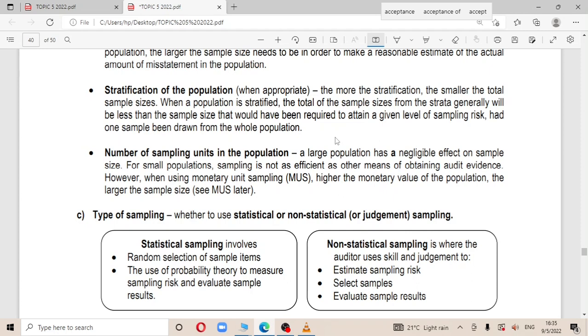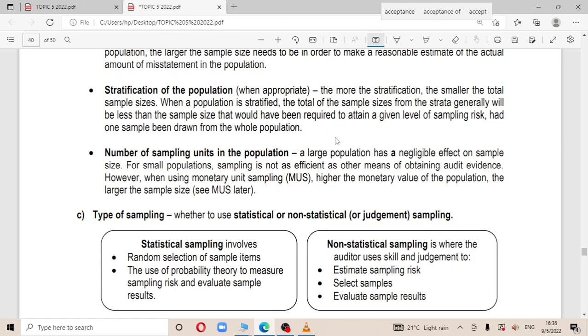If you come to NGOs who have many programs, you may have to audit every money from every program. So the samples may be more than auditing a primary school where the stratification may not be so much.